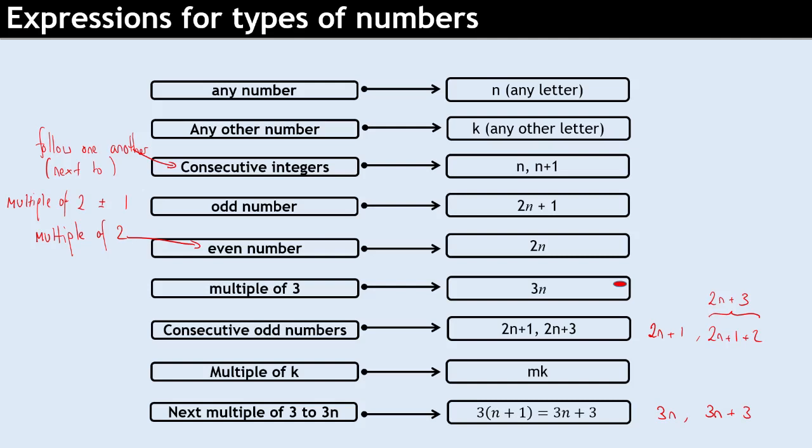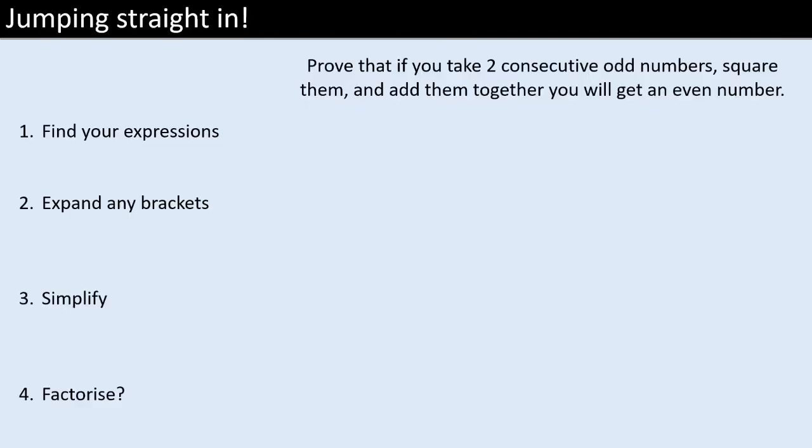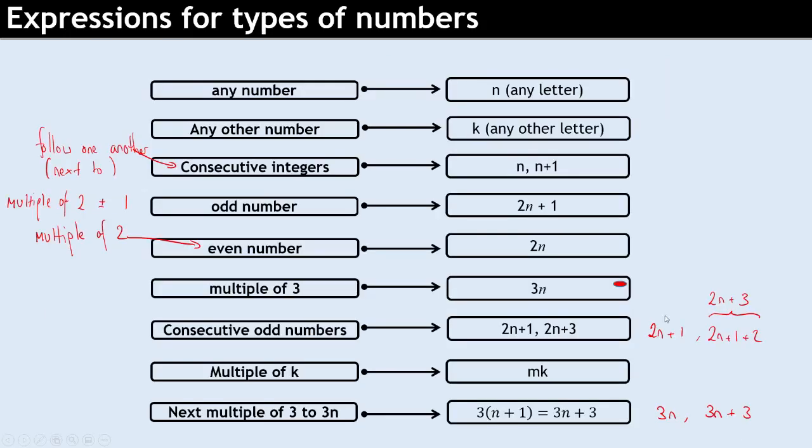Now, I'm focused a lot on these things here because these are the kinds of things that open up those proof questions, okay? And if we look back to that question that we had right at the very start, prove that if you take 2 consecutive odd numbers, is one of those expressions that we had, okay? So if we don't know what those expressions are, we can't even do the rest of the question, okay? So you must know what these expressions are.